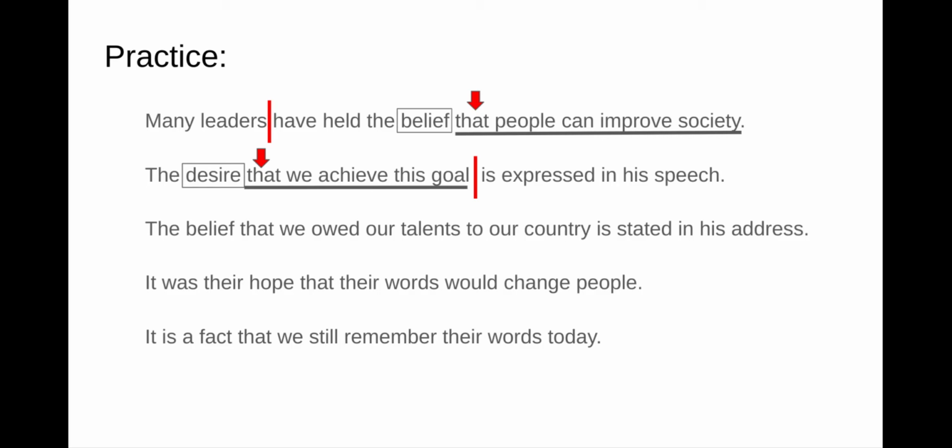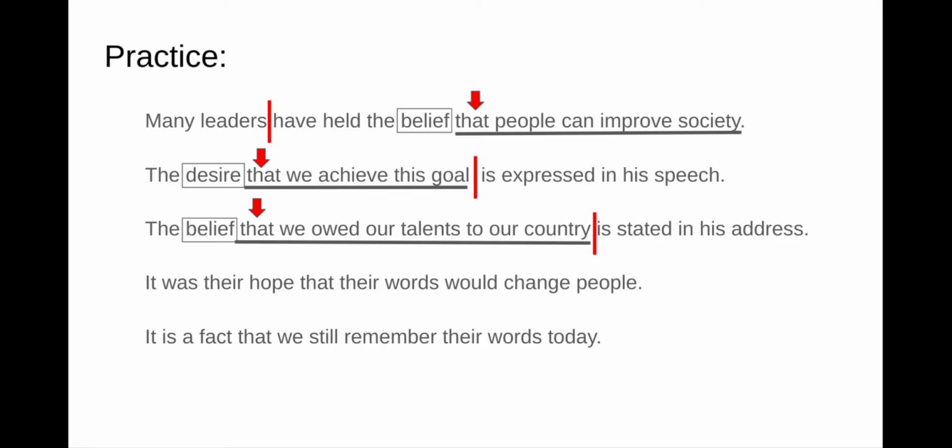Next one. The belief that we owed our talents to our country is stated in his address. Where should we divide that by subject and predicate? If you said right there, you are correct. Now let's look for that introductory word. And again, it is that. And because this is in front of the main verb, we're going to go from that to country. So that we owed our talents to our country describes the noun belief.